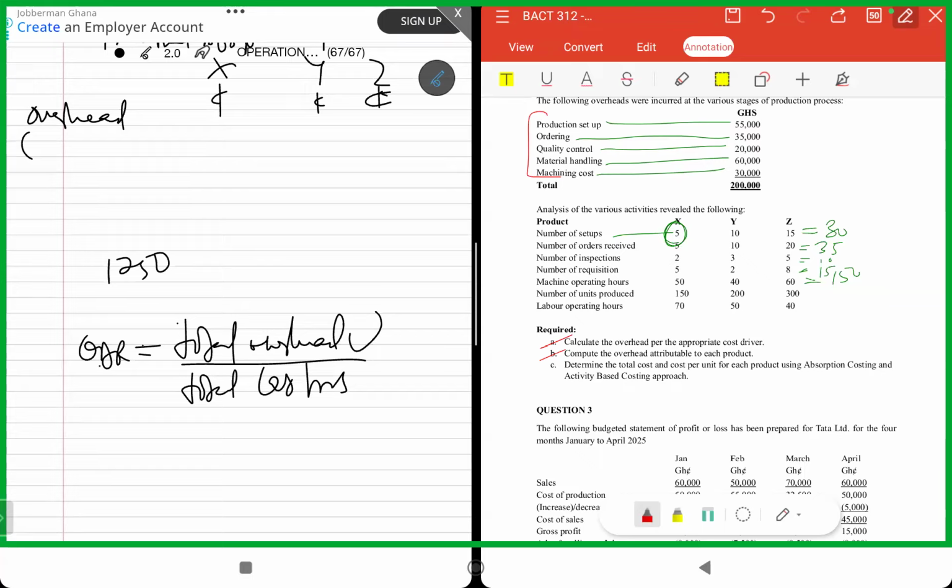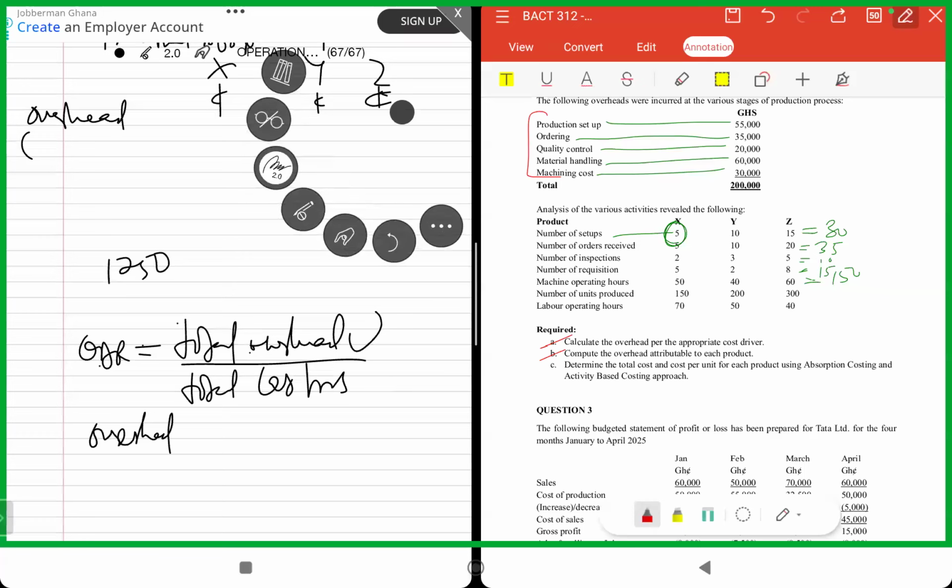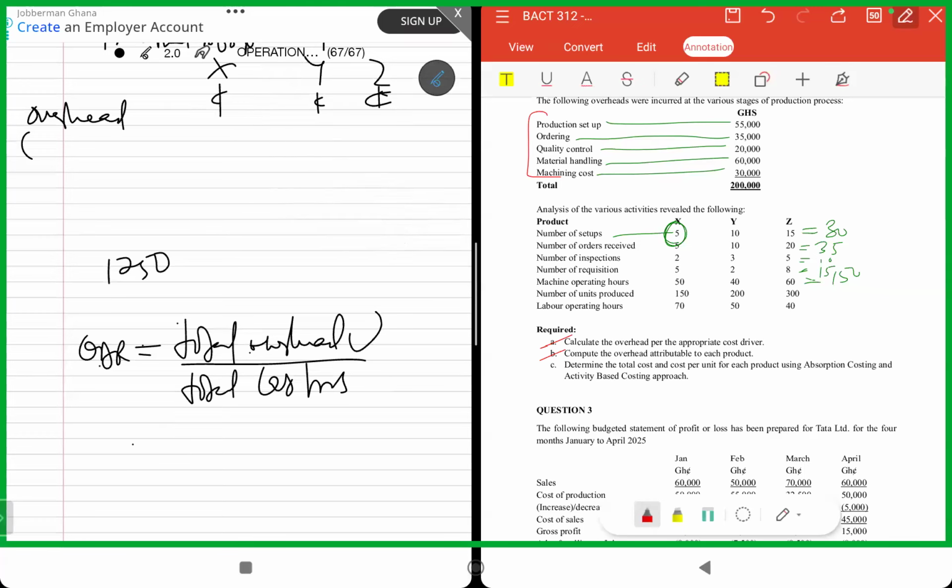Overhead is equal to OAR times total labor hours. So just the overhead, make it the subject. Let me write it this way. For those who may have struggled with this, it's going to be the OAR times the total labor hours equals the total overhead. That's what we are solving for.